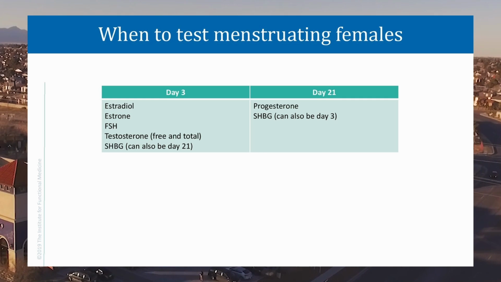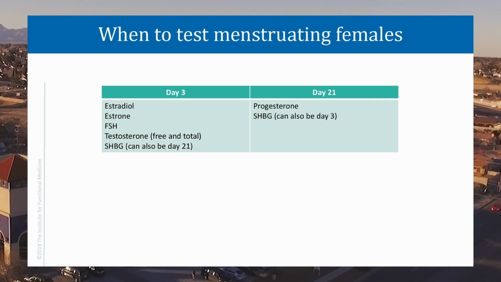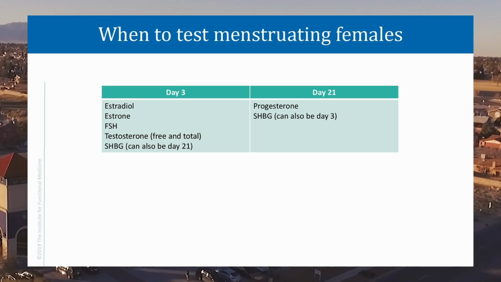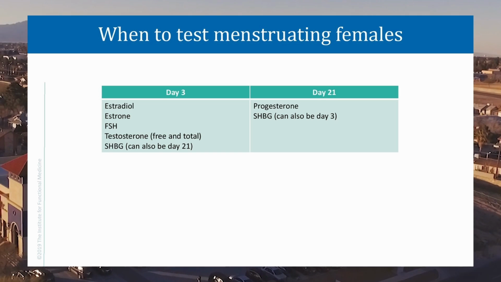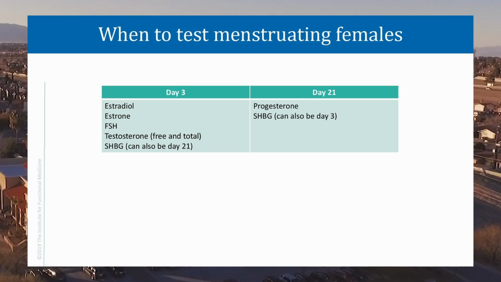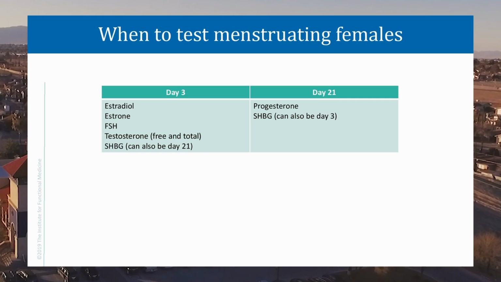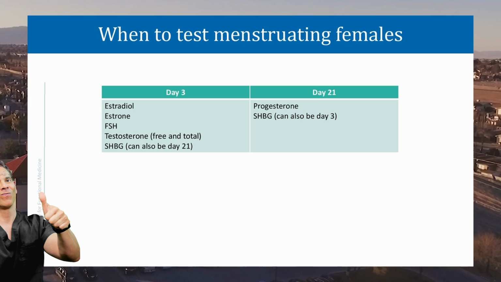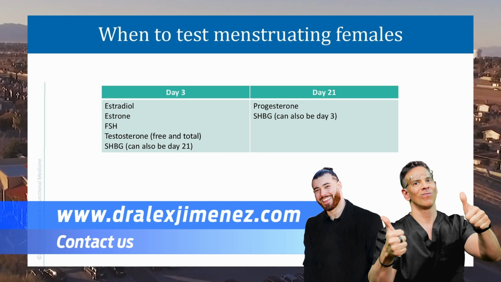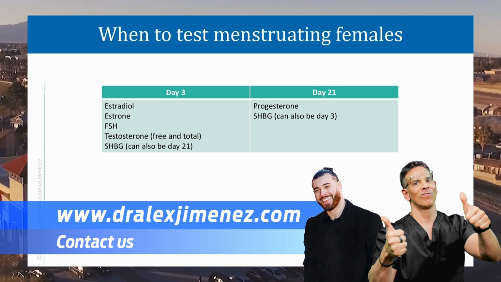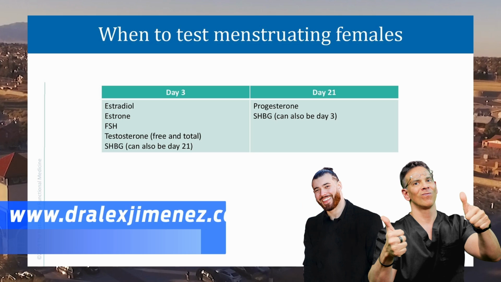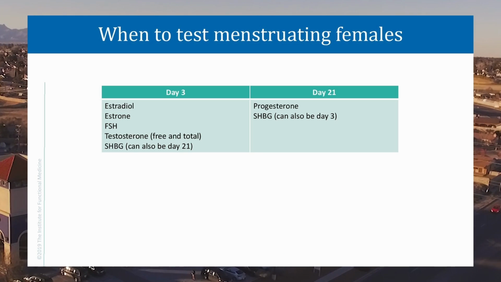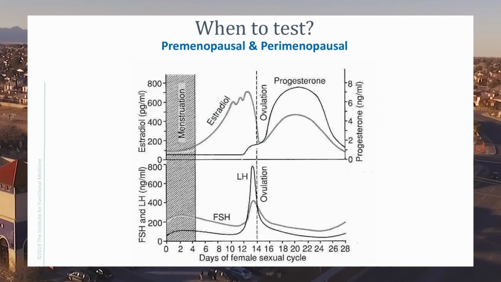Now, these are ideal. Can you get them on other days of their cycle? Yes, but they won't have quite the same accuracy. And of course, it may not be exactly day 3, because what if day 3 happens to land on a weekend and the lab's not open? So take it with a grain of salt, but these are sort of what you're shooting for.